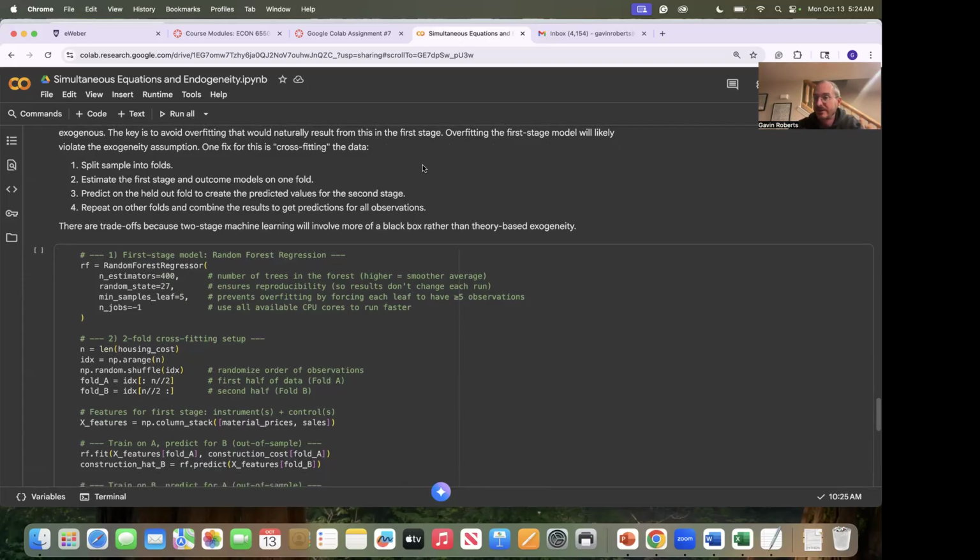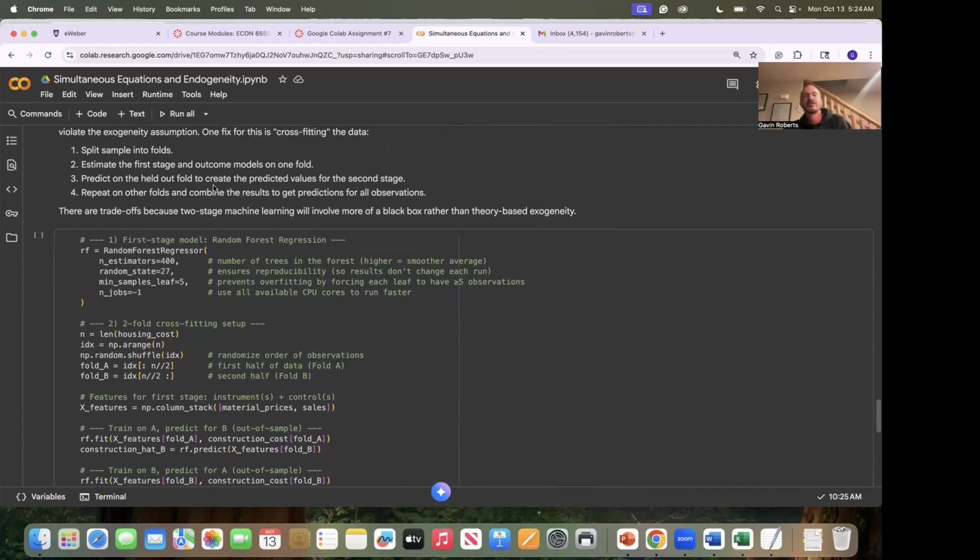So one fix for this, and there are many different ones, but one very common and simple to understand one is cross-fitting the data. So split the sample into folds, maybe two folds, just randomly split the data in half. Estimate the first stage and outcome models on one fold, so within sample, do it on the first half of the data. We're estimating the model there, but then we're predicting on the other fold of the data. So that's going to help us avoid overfitting.